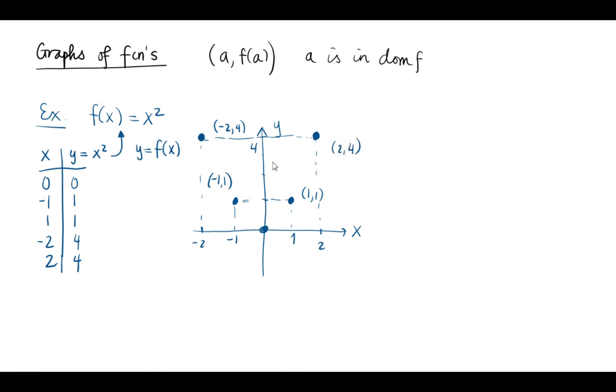So now we plot some points, and then we simply join those points. That will make a parabola opening up like that. This is how you do it by plotting points. So this is the graph of y equals x squared, or in other words, f of x equals x squared. So this is one example.